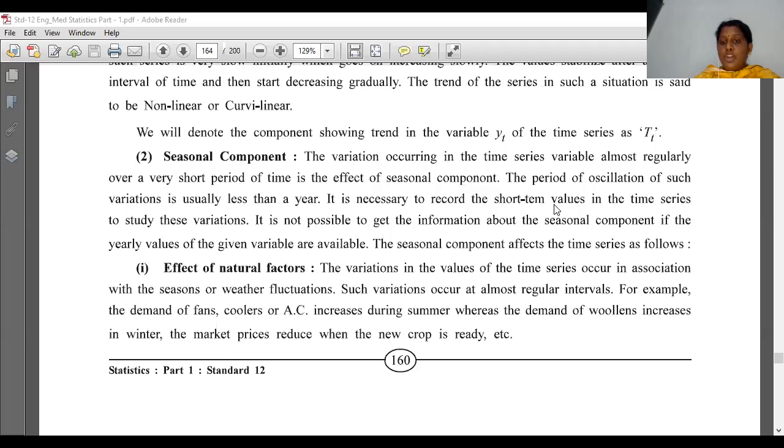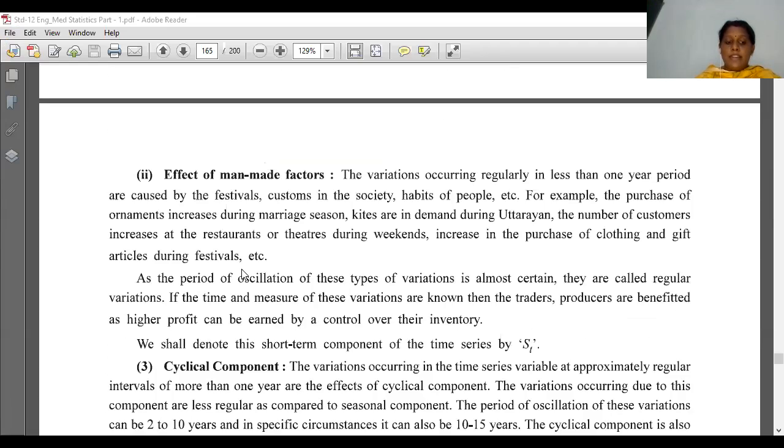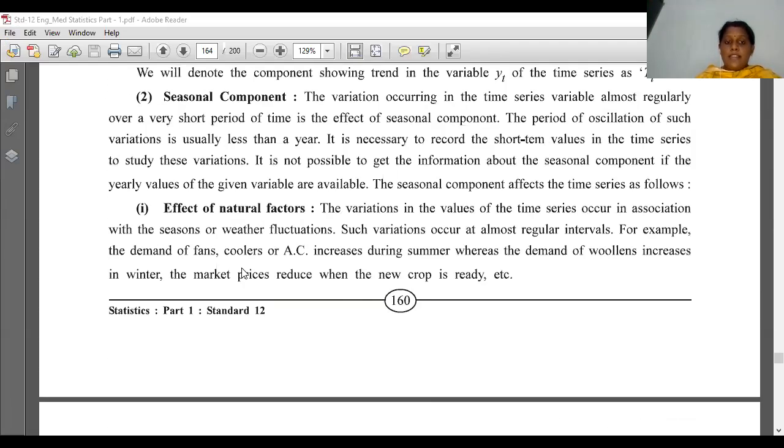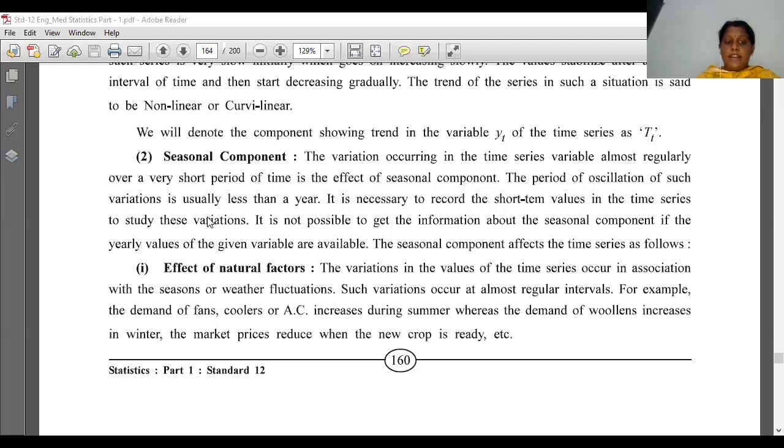It is necessary to record the short-term values in the time series to study these variations. It is not possible to get information about the seasonal components if only the yearly values of the given variables are available. It means if we do the calculation year-wise, then we can't get the information on a monthly basis. So the seasonal component affects the time series as follows. First is the effect of natural factors, then the effect of man-made factors. These are the two effects in seasonal factors, right?